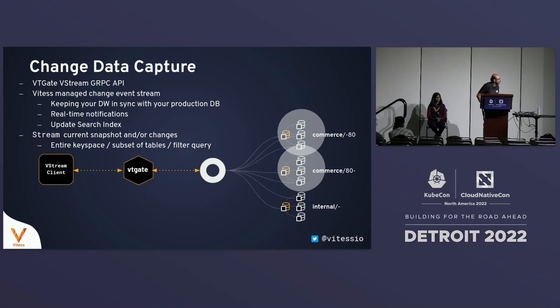The last application of VReplication that I'll discuss is not a workflow per se, but it's an API that is available at VTGate. It's a gRPC API, which will give you an event stream of changes. It can also give you snapshots or changes or both, right? You can start saying that you want to stream the entire database and then keep streaming the changes. This is extremely useful, and many users are using this for moving the data into a data warehouse, for example, or for real-time notifications, updating your Elasticsearch, stuff like that. You can stream either the complete database or a subset of tables, or you can filter certain tables for any special use.